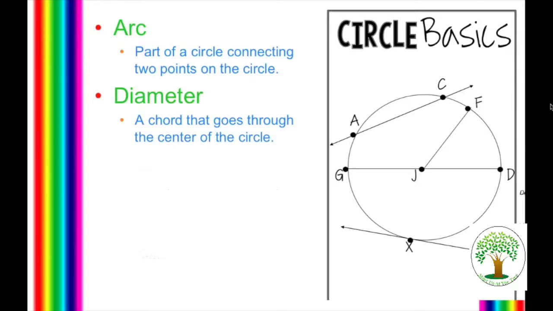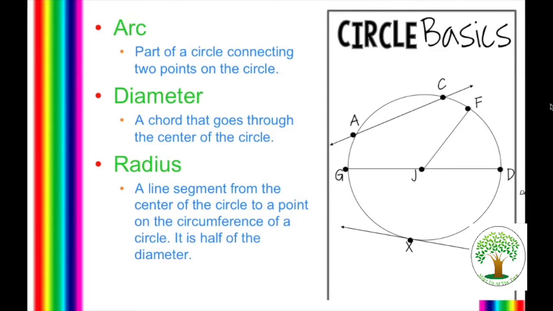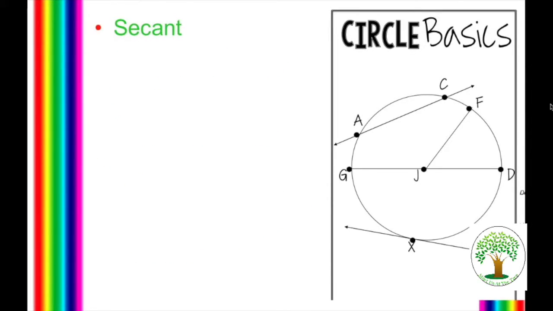We did all three of those: arc, diameter, and radius. Here we go. Let's go to the next one. We're going to do secant. Secant, I'm going to just bring it up because this might be brand new for some of you. It's a line that intersects a circle in 2 points.